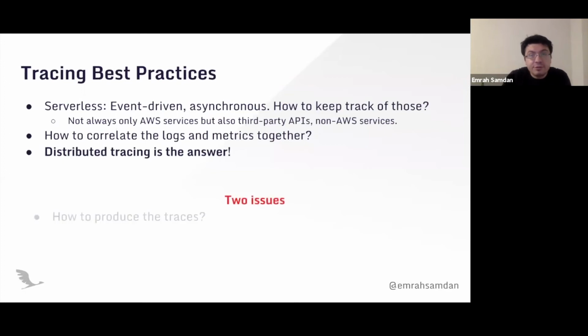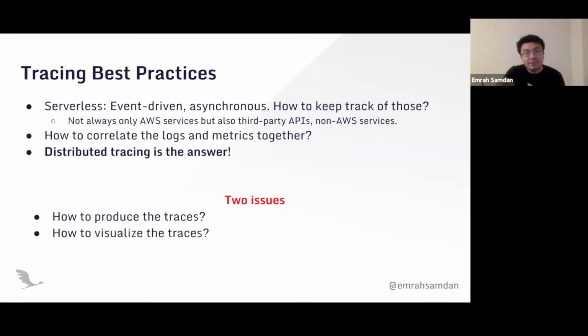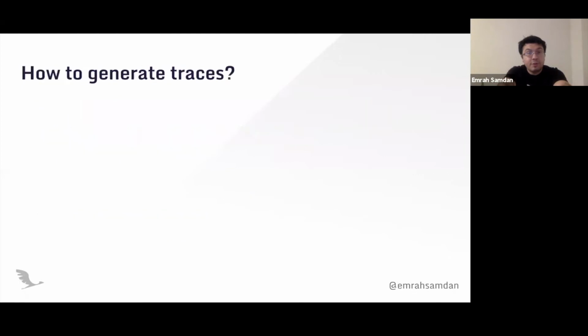But there are two issues. How are we going to produce these traces? Are we using X-Ray, or how can we do the job better than X-Ray? And how can we visualize these traces to actually solve the problems? Let's talk about how we can generate the traces first.